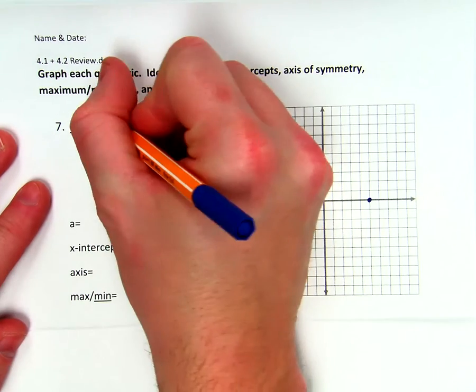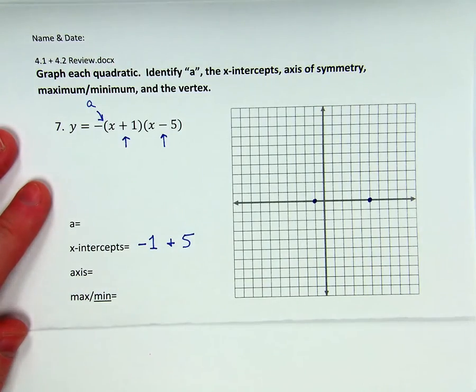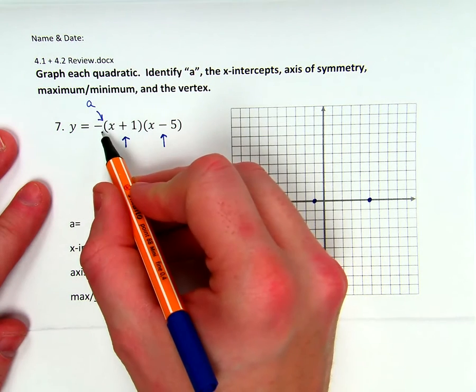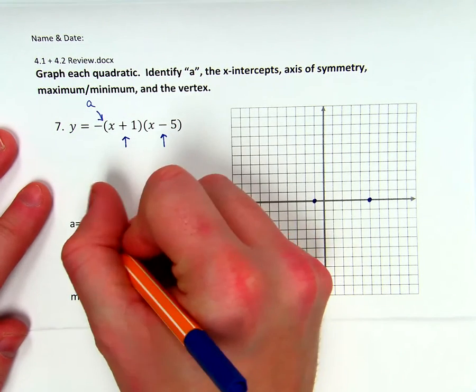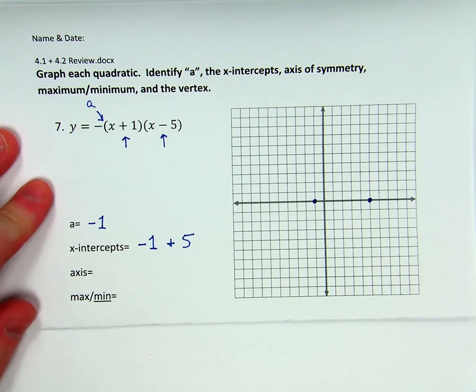The a value of this particular function is right here. It would be hanging out in front of the first set of parentheses. Because there's no number there, we can assume it's a 1, and in this case, a negative 1. A negative a value always means that a quadratic opens down. So we're close to having this thing finished.